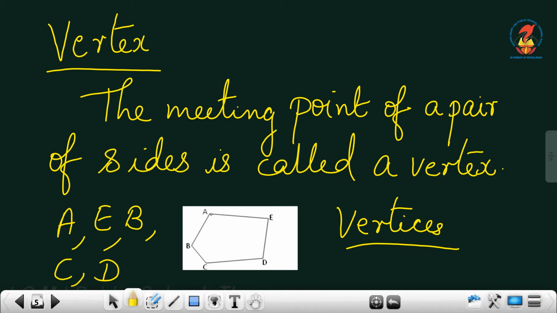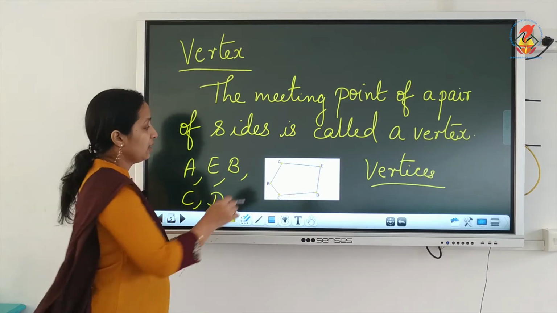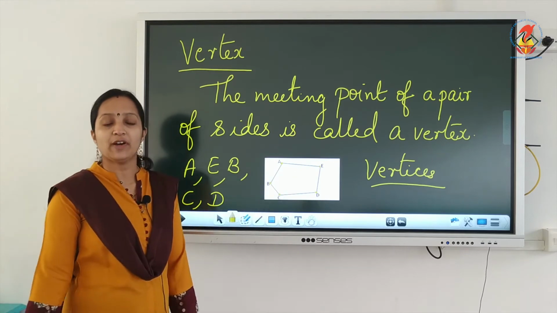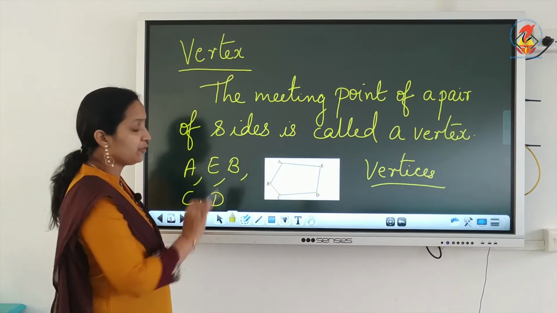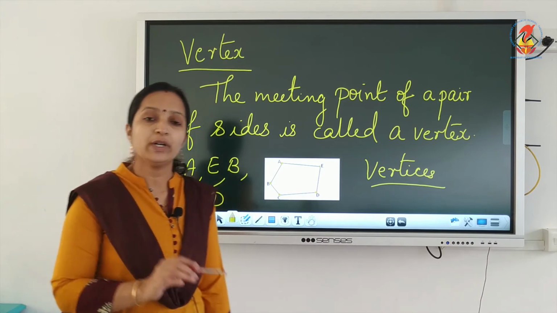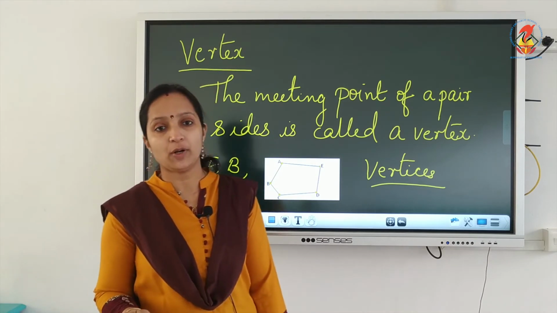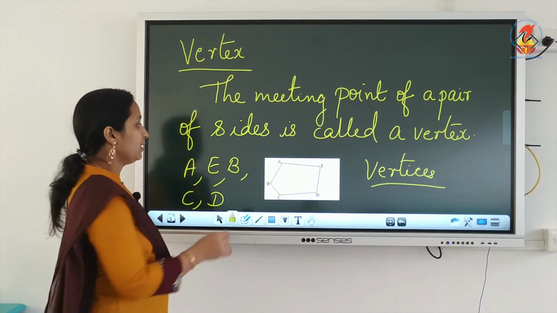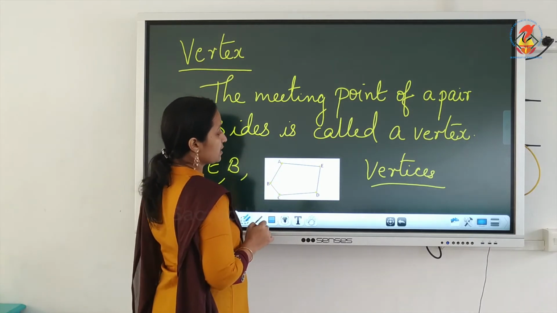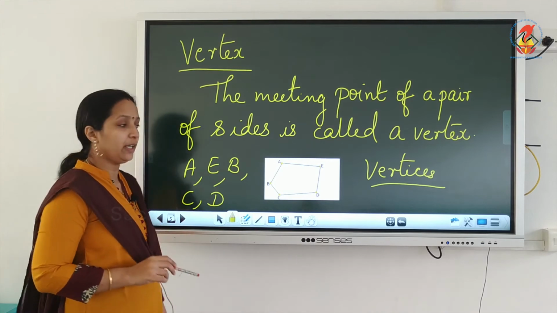1, 2, 3, 4, 5. Okay. So, there are 5 sides and 5 vertices in this particular figure. Okay children, vertices and sides will always be equal in all polygons. So, there are 5 sides and 5 vertices in this particular polygon.